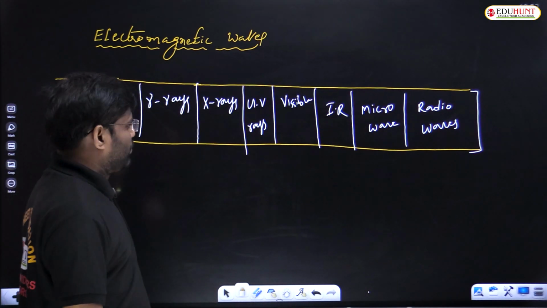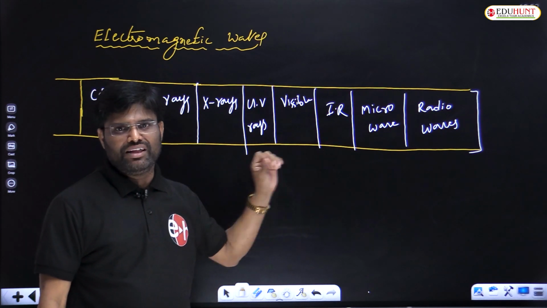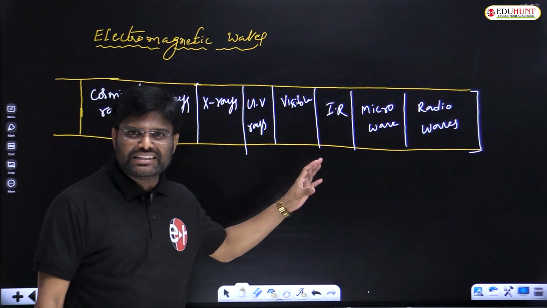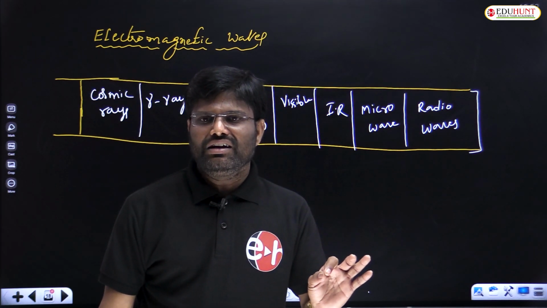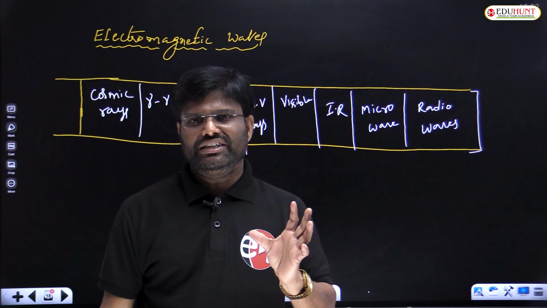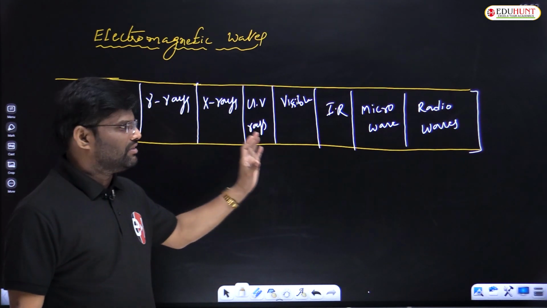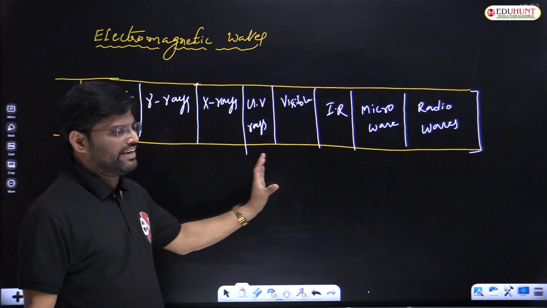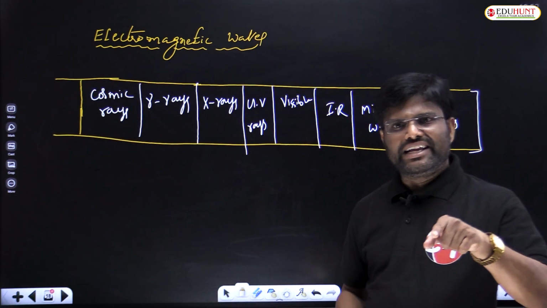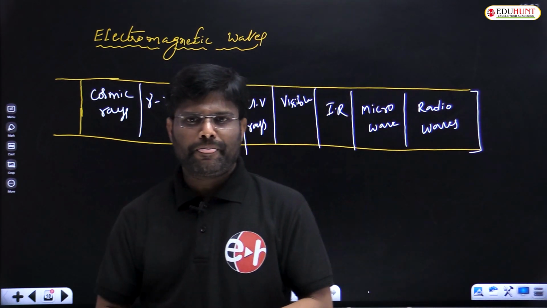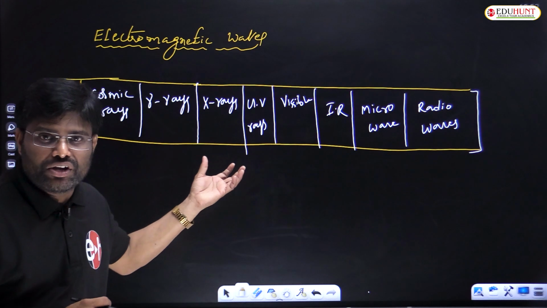Here from left to right, the wavelength is increasing, or the frequency is decreasing, or the energy is decreasing. If you arrange like this, this is called electromagnetic radiation. Increasing order of wavelength, or decreasing frequency and energy, that is called the electromagnetic wave radiation.